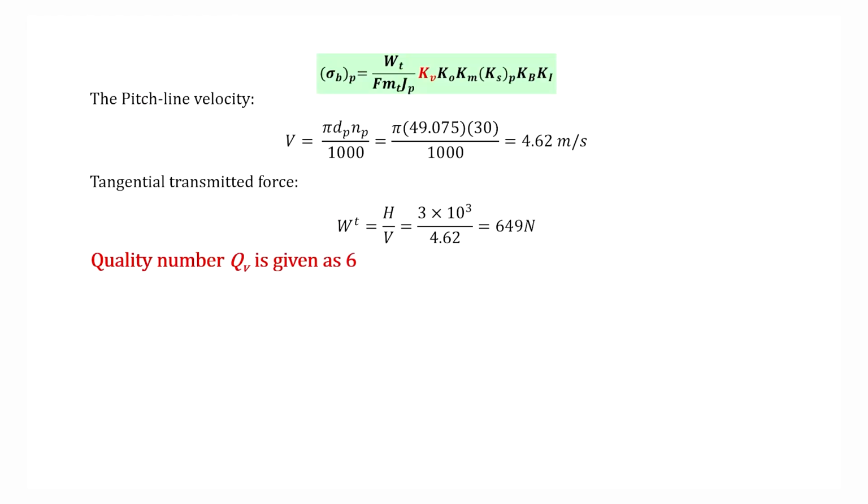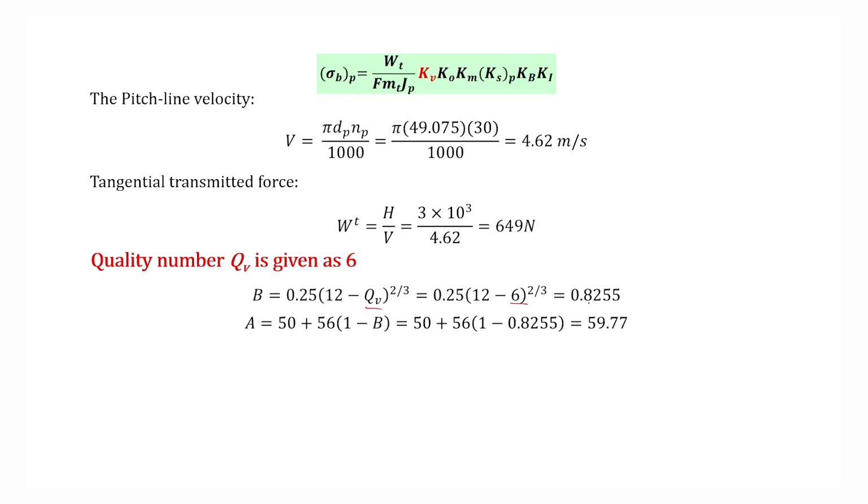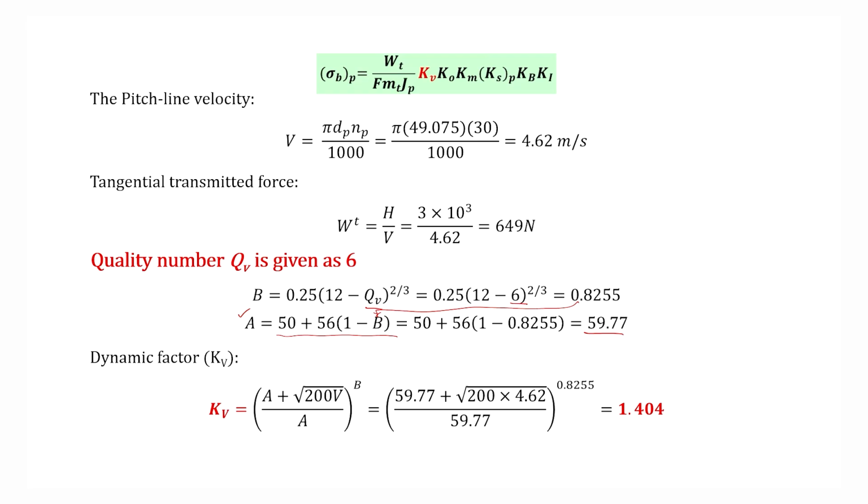So, we will have this pitch line velocity, and this Wt is equal to 649. The quality value is 6. So, in the equation of B, 6 is substituted, and then A is obtained from this one, substituting the value of B. Here we get the value of A, and then the dynamic factor Kv is obtained as 1.404.